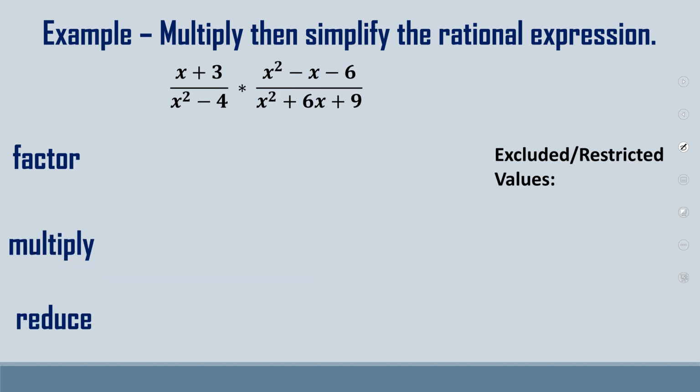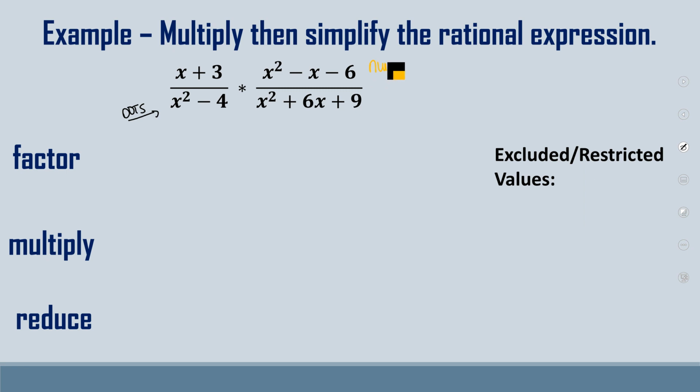Let's try another one. x plus 3 divided by x squared minus 4. Oh, we just factored that one. Great. That one's a difference of two squares. We'll take care of that in just a second. And then the next fraction we're multiplying by is x squared minus x minus 6 over x squared plus 6x plus 9. Okay, so we've got to take care of those and do a little bit of work for them.